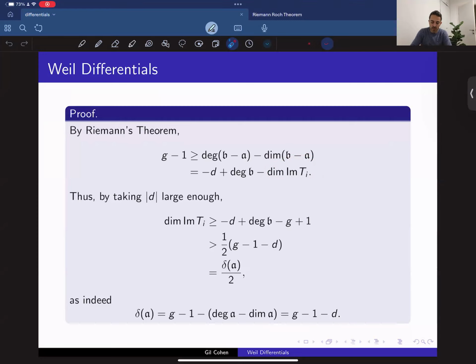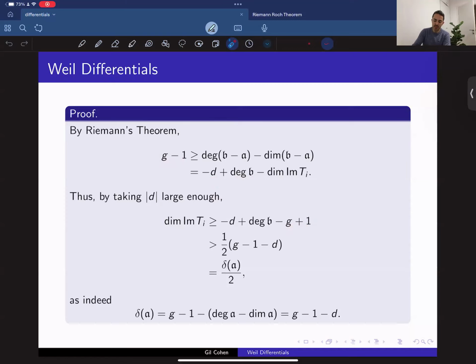Okay, so if we take the absolute value of D to be large enough, then what do we get? We get the dimension of the image of Ti. Well, if you look at this and just move things around, you move this to the left and the G minus 1 to the right, then you get that the dimension of the image of Ti for each of the i's is at least minus D plus the degree of B, and then minus G plus 1.